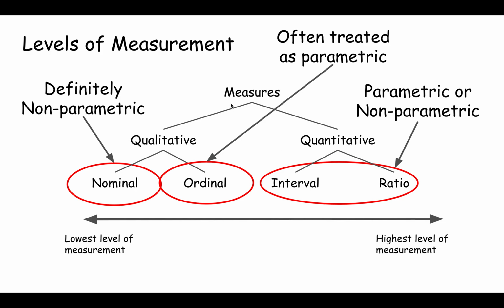So we've already discussed you can describe measures as either being qualitative or quantitative. You can also describe measures as being parametric or non-parametric. You can also describe measures as being nominal, ordinal, interval, or ratio. And these are the levels of measurement. Nominal is the lowest level of measurement, ratio is the highest. And nominal is names, categories.